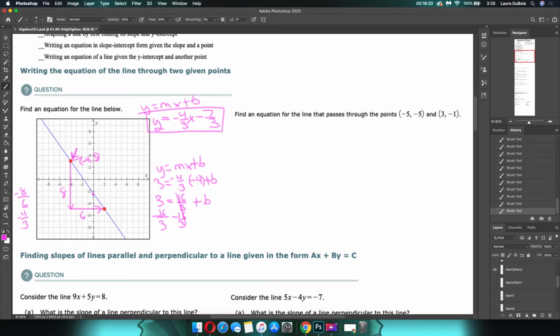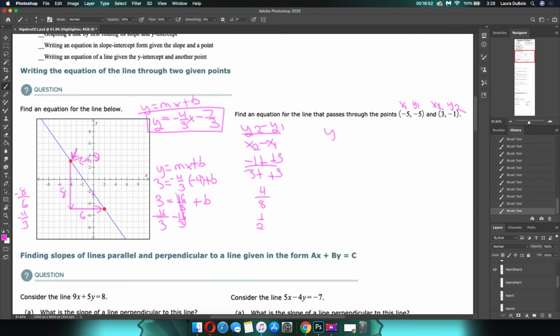We need to remember they didn't give us a graph like they did over here, so what's the formula for slope? y2 minus y1 over x2 minus x1. Label x1, y1, x2, y2. All right, now that everything is labeled, negative 1 minus negative 5 over 3 minus negative 5, double negative, double negative. You know this from a prior video. So 5 minus 1 is 4, 3 plus 5 is 8, which is 1 half.